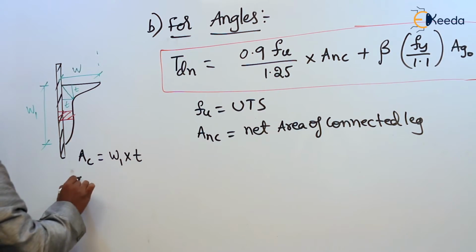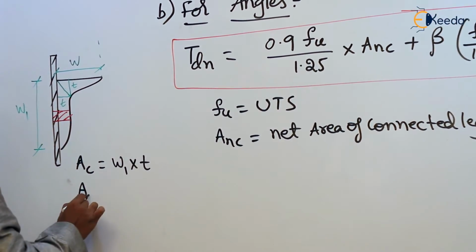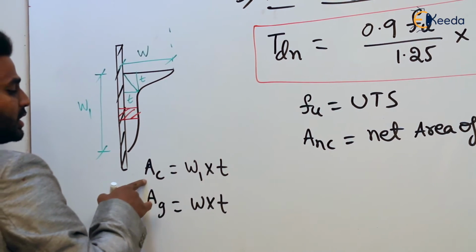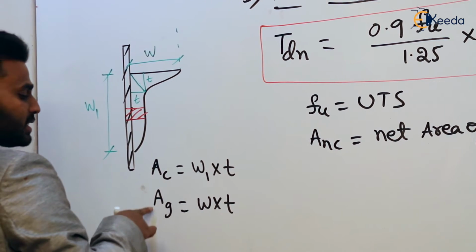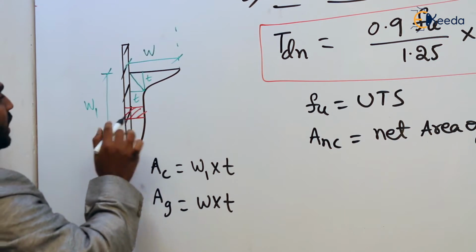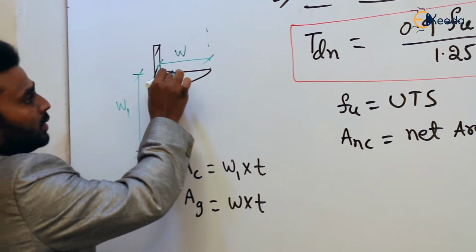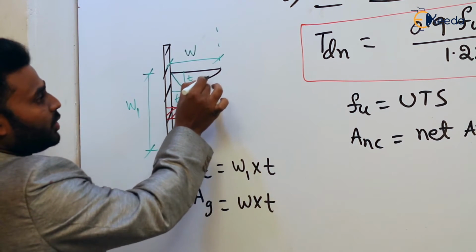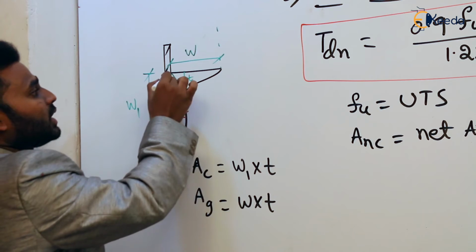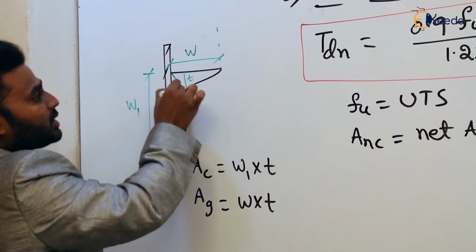What is the area of this outstand or unconnected leg? W into T. So the total area is AC plus AG. But if you do it like this, there is an overlap portion, yes or no? So W1 into T is this one and W into T is this one. So there exists an overlap. For that reason, I am going to divide that overlap as half.